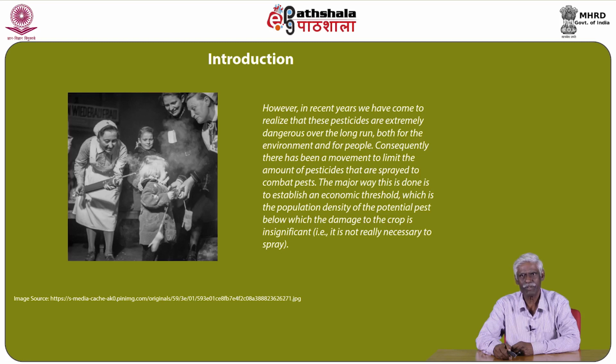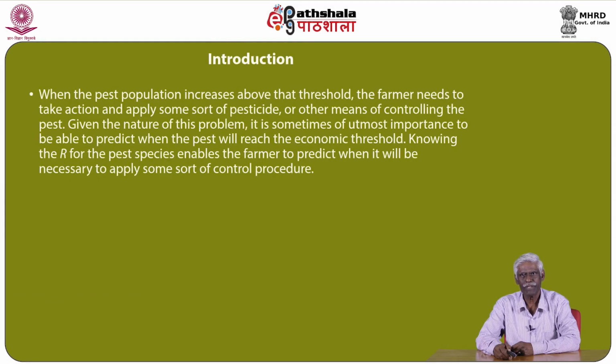The major way this is done is to establish an economic threshold, which is the population density of the potential pest below which the damage to the crop is insignificant. That is, it is not really necessary to spray. When the pest population increases above that threshold, the farmer needs to take action and apply some sort of pesticide or other means of controlling the pest.